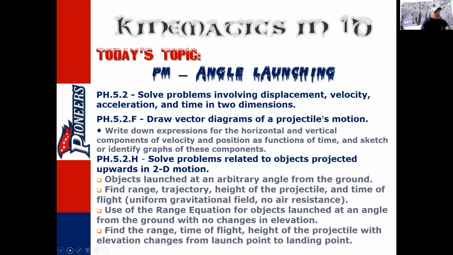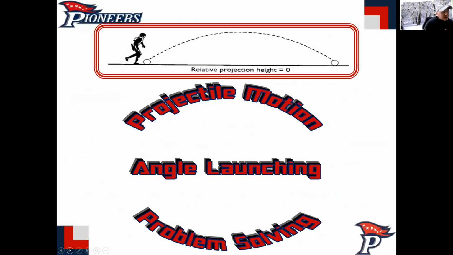And so it looks like this. First off, we have to know the initial velocity. We have to know the angle, and then there's no elevation change, right? That's what I would consider the most basic angle launching problem before we get into some of the different variations on Friday and next week, Wednesday or Friday.